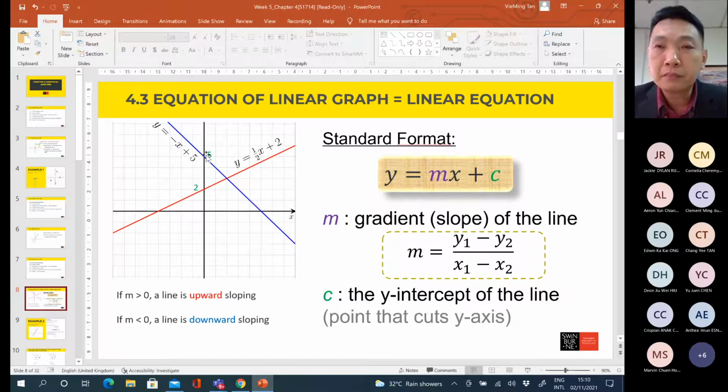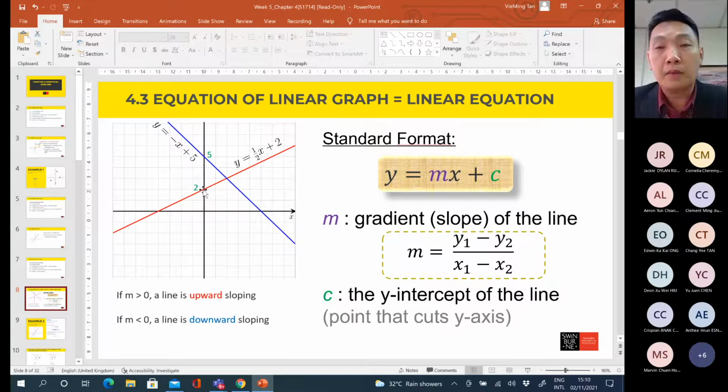For the red line, the equation is y equals 1/2 x plus 2, so we find that the c value is 2. This is the point whereby the red line will pass through the y-axis. At this point, the y value and the c value are also equal to 2.